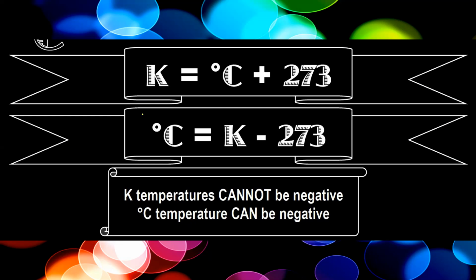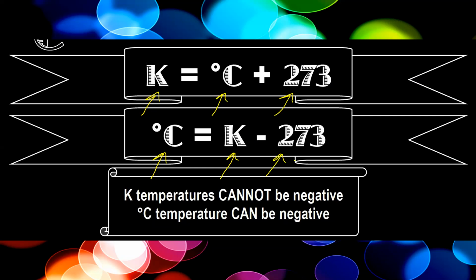To get the Kelvin temperature, we take the Celsius temperature and we add 273. Now I know that seems like a random number to add, but that is the calculated number that makes the difference between Celsius and Kelvins. And then to get a Celsius, we can take the Kelvin and subtract 273, and that would be our Celsius.